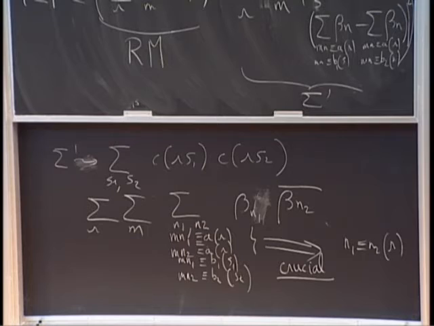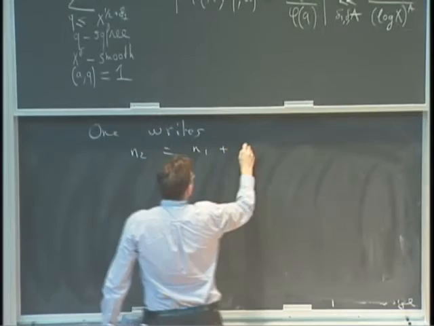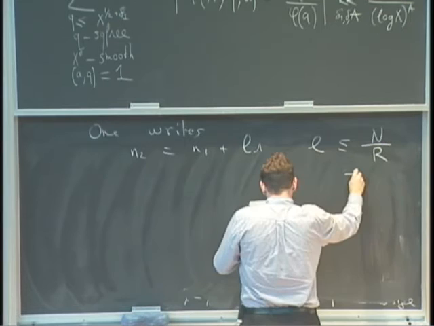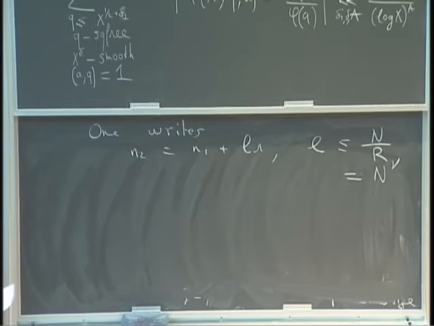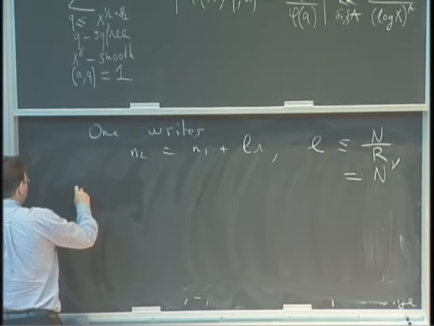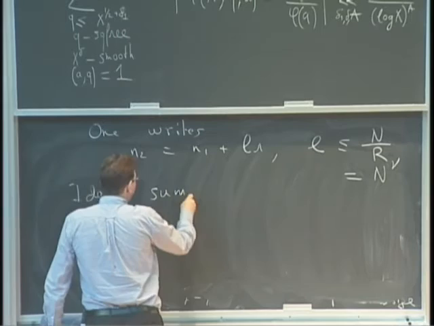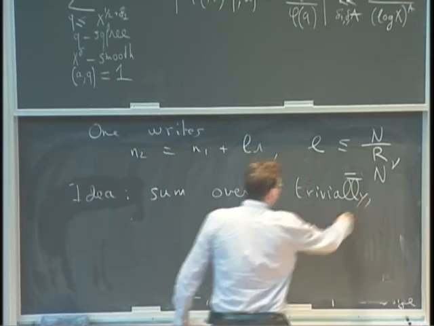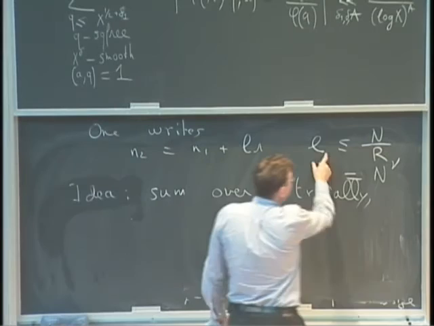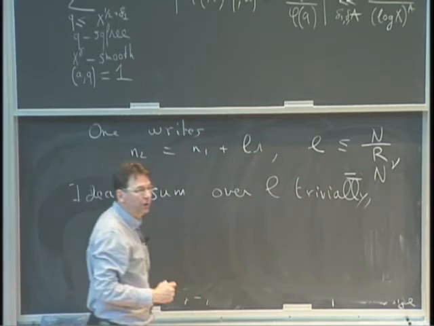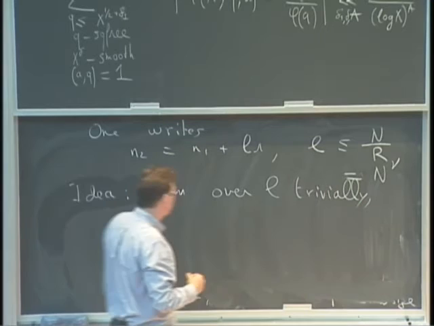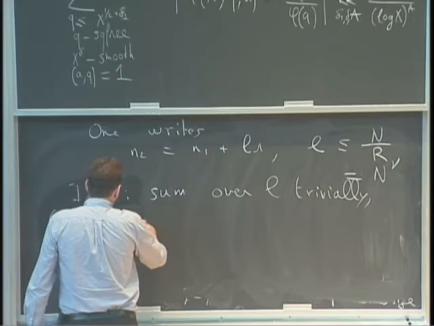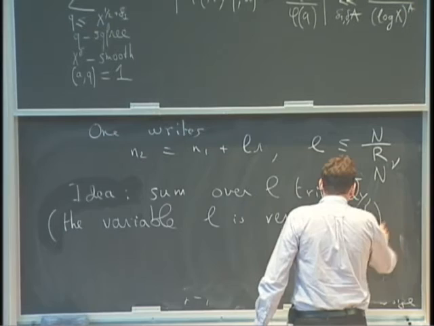Okay, so one writes that, let's say, N2 is N1 plus L times R, and so L is less than N over R, which is quite small. So the way I wrote it is N to the nu, and nu you should think of as very small. The idea is, now the next step is to sum over L trivially, so for each fixed L, which means that we lost N to the power nu. Because the L variable cannot give any cancellation, but nu is very small, so at some point we need to gain a bit more than powers of log for this argument. So the variable L is quite short. So that's why it may make sense.